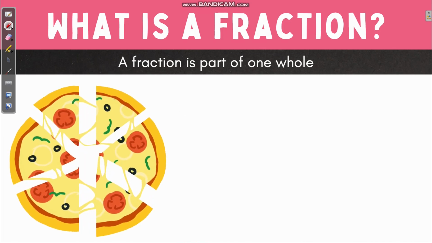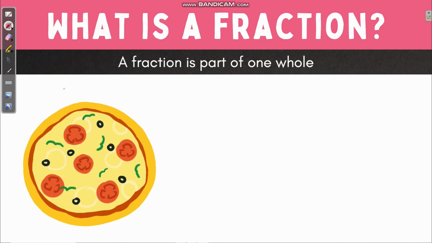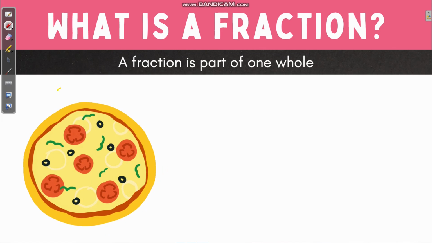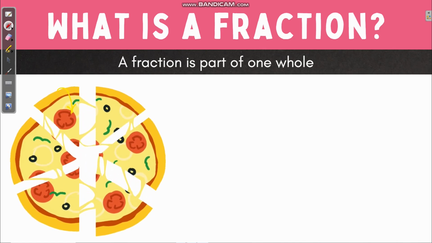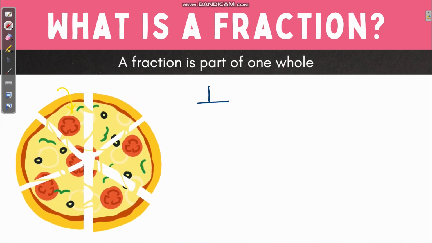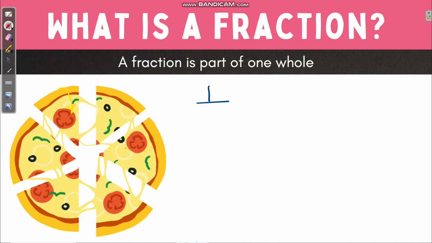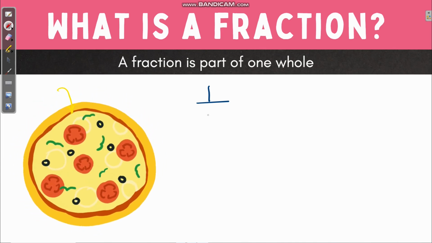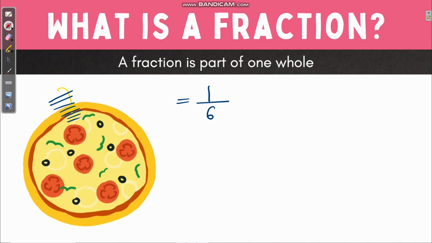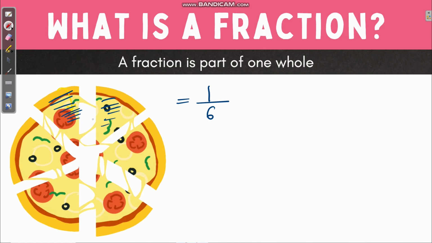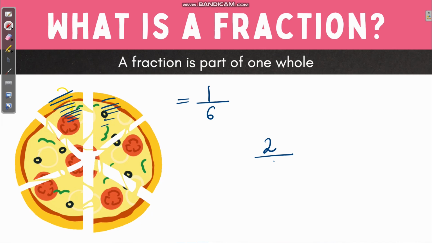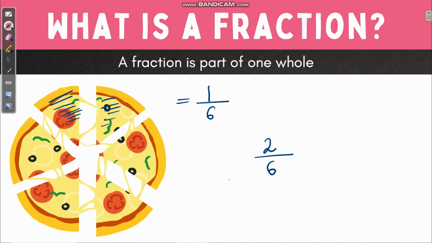For example, you have this pizza. It has been divided into 6 equal parts. So if I eat one slice of this pizza, then the fraction will be 1 out of the total number of equal parts. So there are 1, 2, 3, 4, 5, 6. So the fraction is 1 by 6. Now suppose I eat 2 slices, the fraction will be 2 upon the total, that is 6.